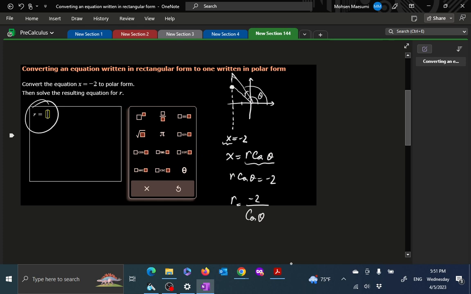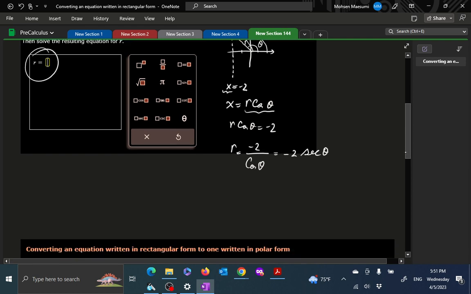This is asking us what is r equal to, and what is meant there is to describe it in terms of theta. So here's a description. Sometimes you have choices. For example, you can write this as minus 2 secant theta. Either way, it would be correct.